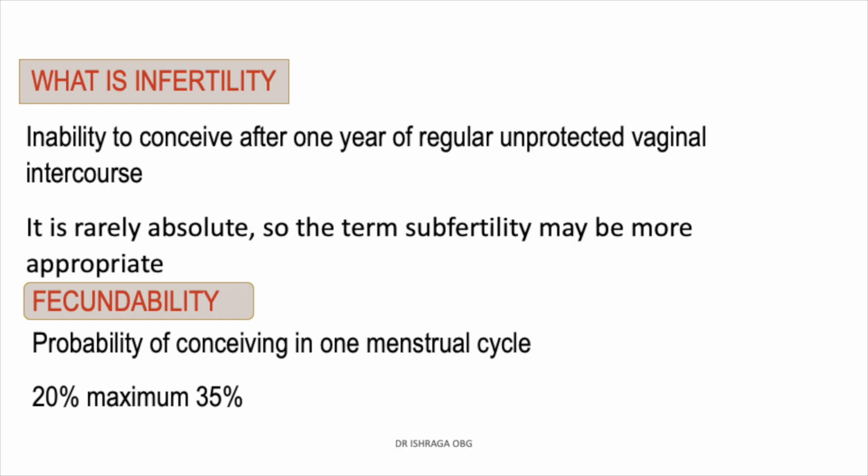To start with definition, what is infertility? It's the inability to conceive after 1 year of regular unprotected vaginal intercourse, and it is rarely absolute, so the term subfertility may be more appropriate. Fecundability means probability of conceiving in one menstrual cycle. It is between 20 and 35% maximum.